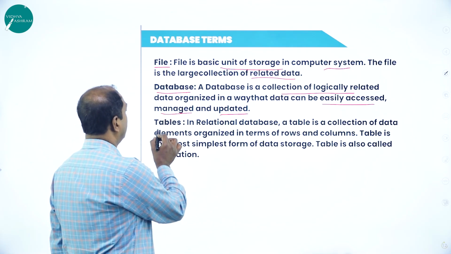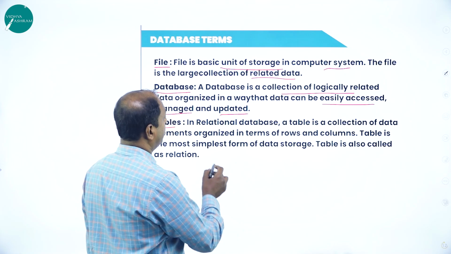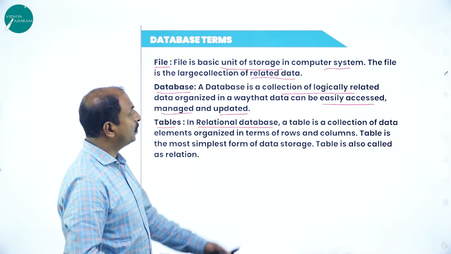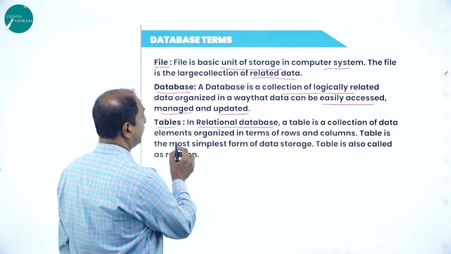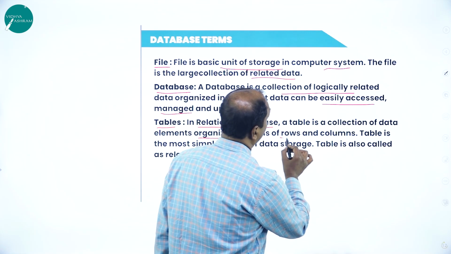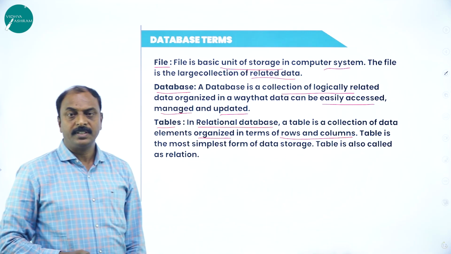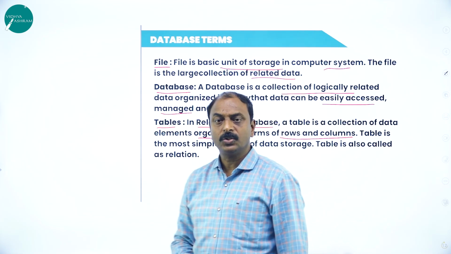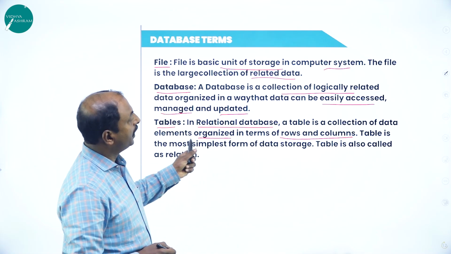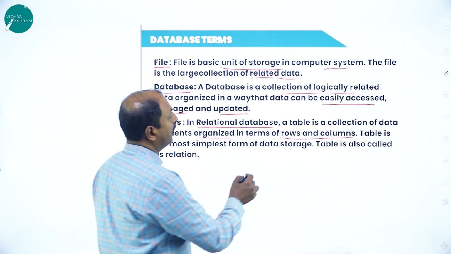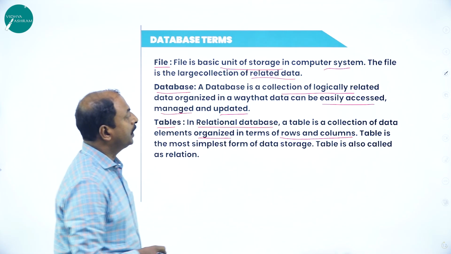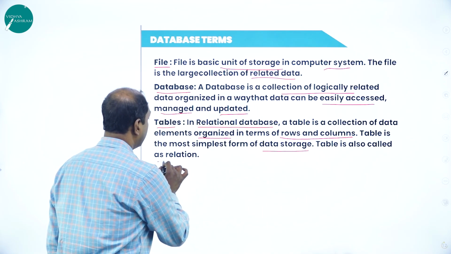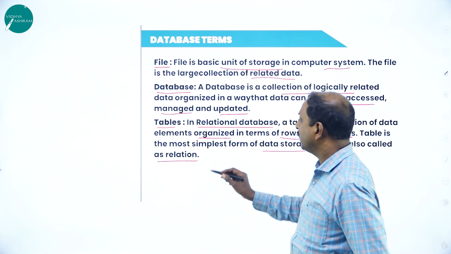Next one is called table. What is a table? In a relational database, there's another type of database called relational database. So a table is a collection of data elements organized in terms of rows and columns. As we have seen in the previous example, a table is made up of number of rows and columns. So in relational database, all elements or data are stored in terms of rows and columns. So table is the simplest form of data storage. It is also called a relation. Another name of table is relation.